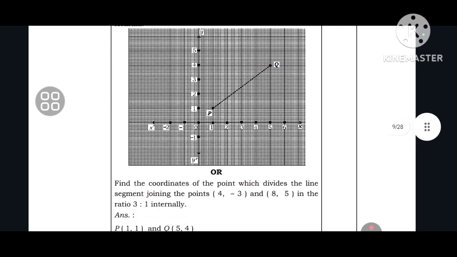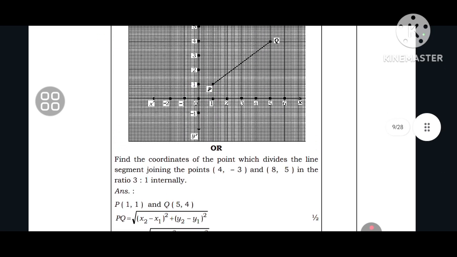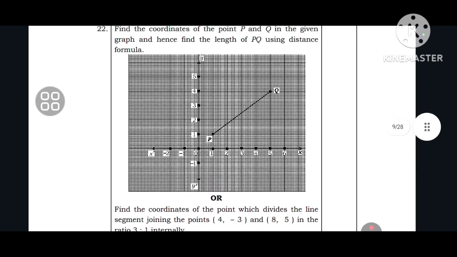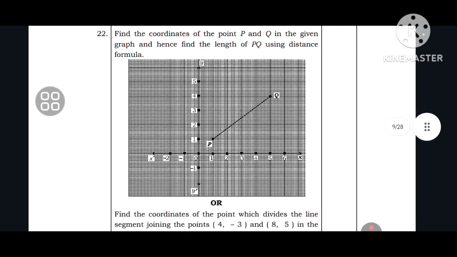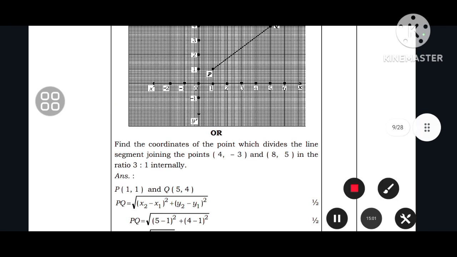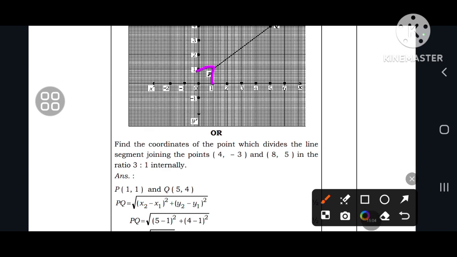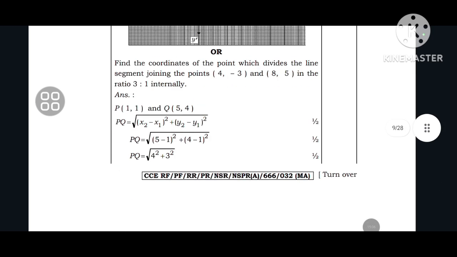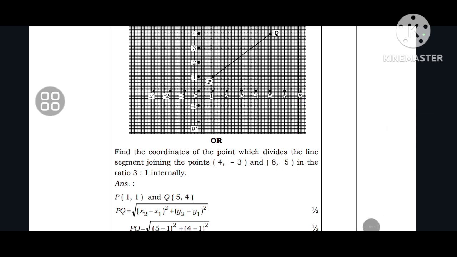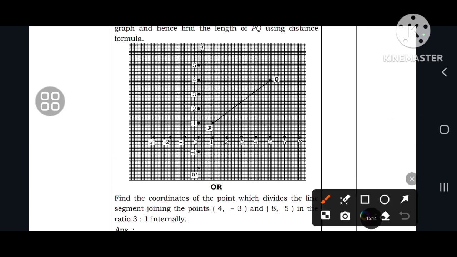As you can see here, the solved answer is below, and they have also provided the OR question. If it is easy for you, you can solve that. Here for this question 23, the answer to the first question is that P is equal to 1 comma 1. The line segment is joining at the point 1 comma 1, and coming to the second point, 5 comma 4. Here is the 5 point and here is the 4 point.